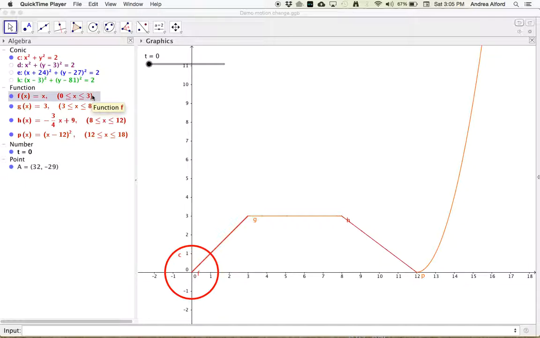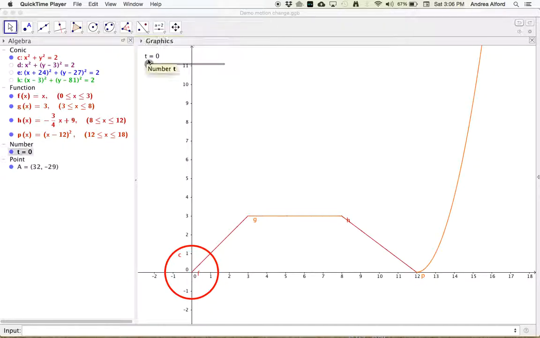So I have the line y equals x between 0 and 3, the horizontal line y equals 3 between 3 and 8, the line with a downward slope, negative 3/4 x plus 9 between 8 and 12, and then I decided to make a parabolic shape, x minus 12 squared, between 12 and 10.